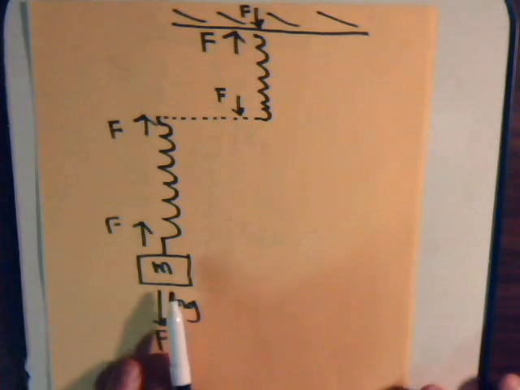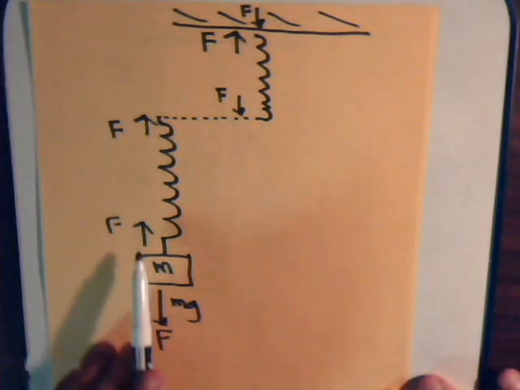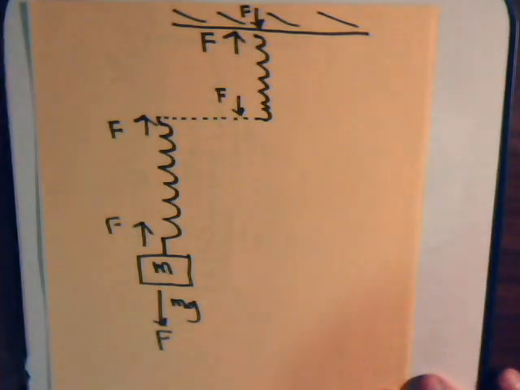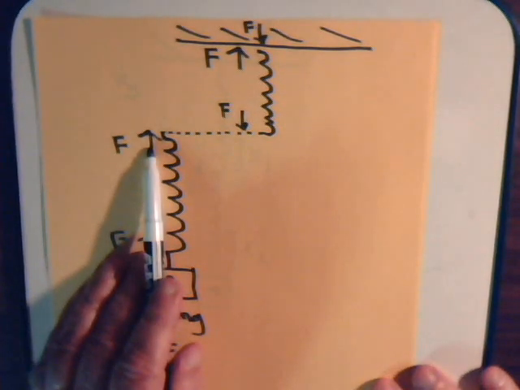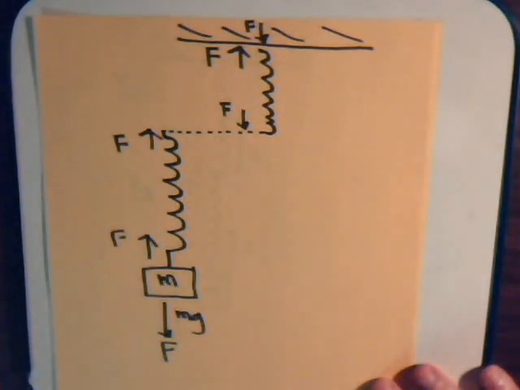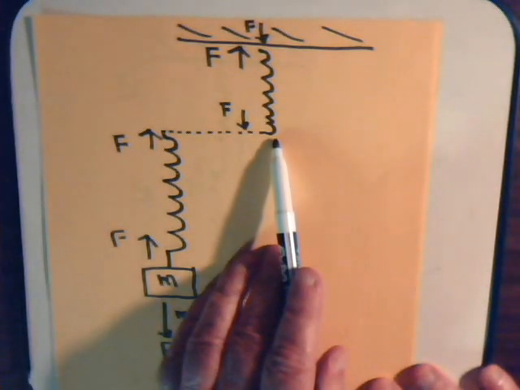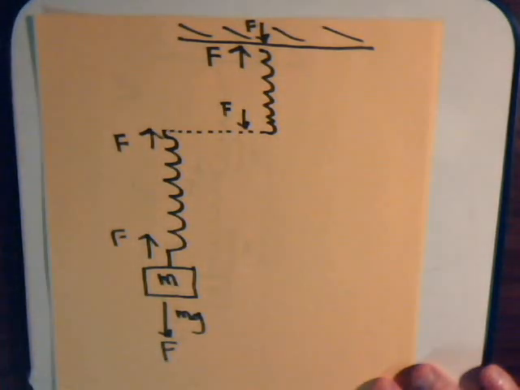Here we have the weight has a downward force of F, a restoring upward force of F from spring 2. That's right here, and here's the contact point. So if there is an upward force on this contact point of magnitude F, then there's a downward force by action-reaction. So on spring 1, then, we're saying at the bottom of the spring, there's a downward force of F.